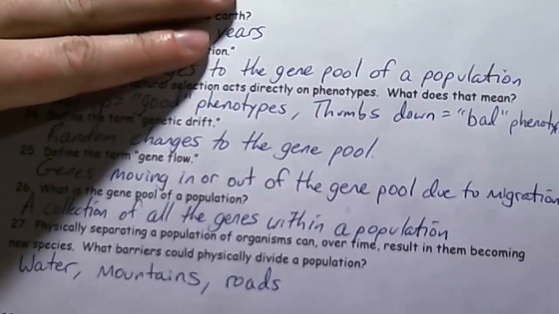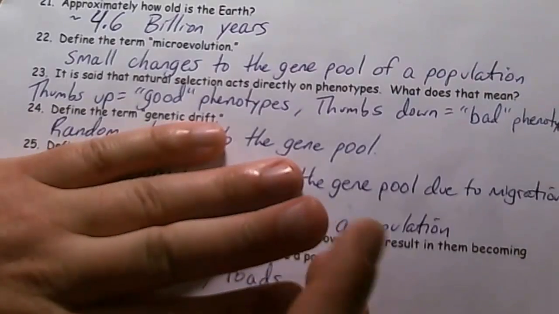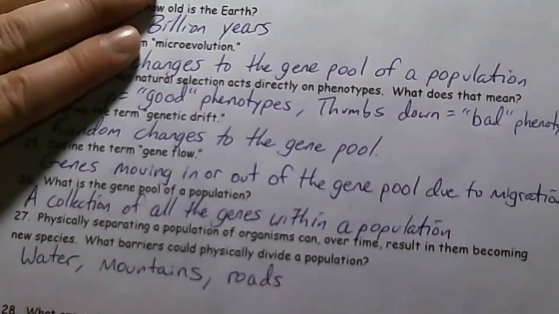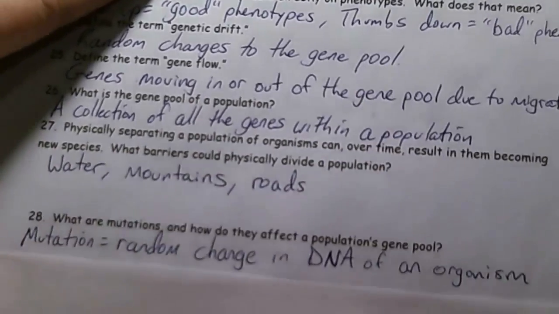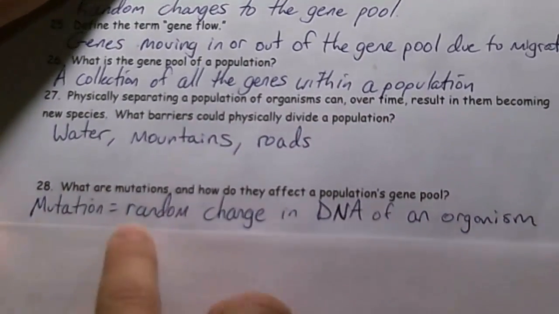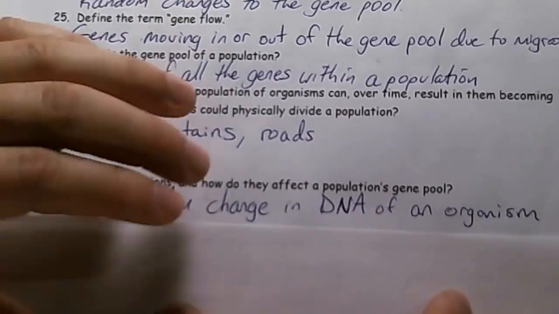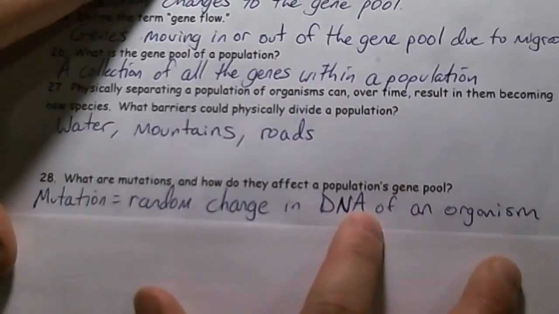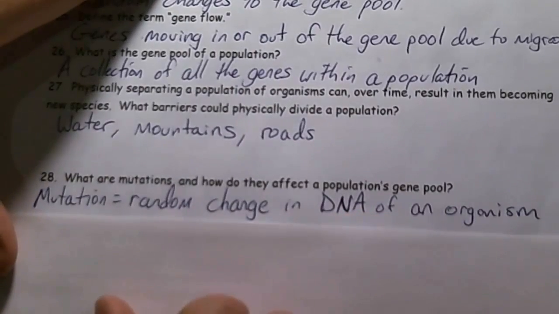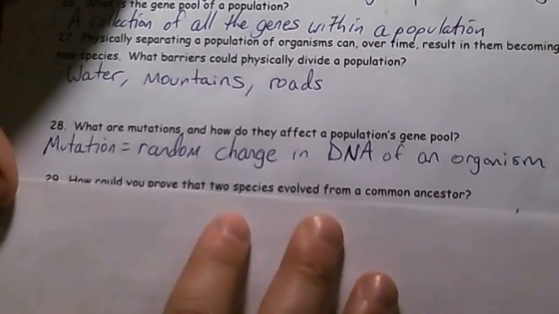What are mutations and how do they affect a population's gene pool? Mutation was the middle finger, M for mutation. A mutation is any random change in the DNA of an organism. And so anytime that we have a change in the DNA of one organism, it is going to obviously change the gene pool. That will cause evolution to occur.